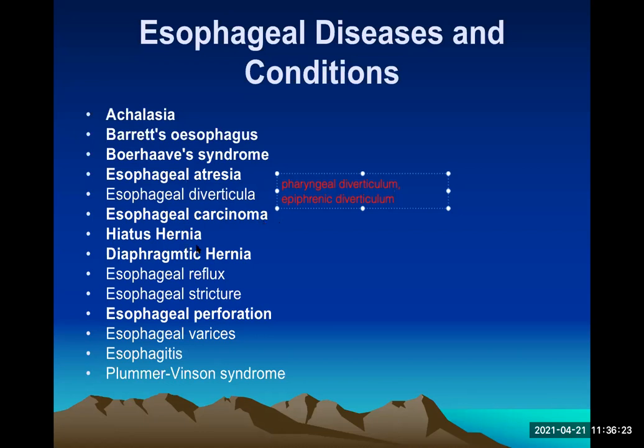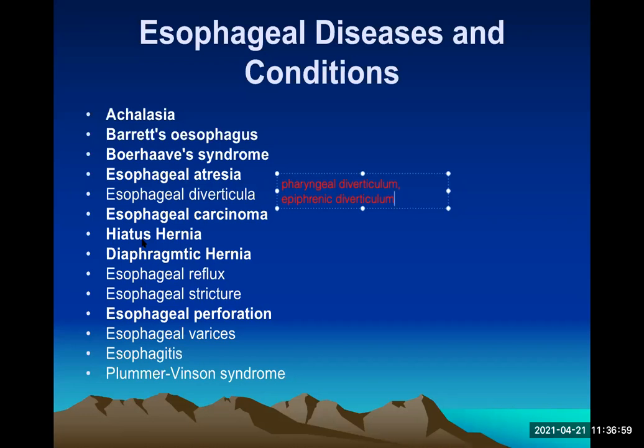Hiatus hernia is another important condition in esophageal surgery. Now, hiatus hernia is herniation, okay, which is occurring through the esophageal hiatus. Hiatus means the esophageal opening which is present in the diaphragm. From that esophageal opening, the lower esophageal sphincter is going upwards into the thoracic cavity, or a small part of the stomach is herniating upwards.